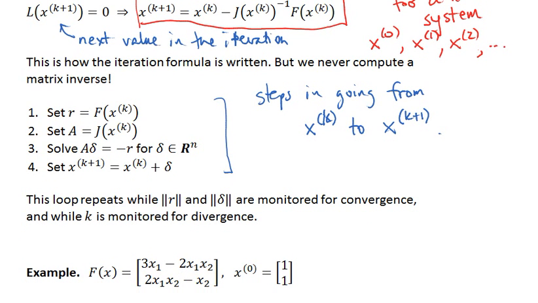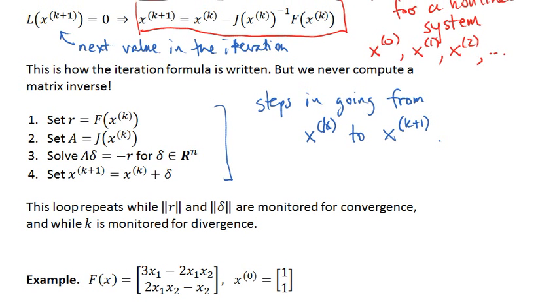Okay, so first step, we set r equal to F of xk. That's the current value of the system. Remember, that's the thing that we're trying to make 0. Then we let A be the matrix which is the Jacobian evaluated at this point. Remember, the Jacobian matrix depends on the variables. So we evaluate it, and now we get a constant matrix A.